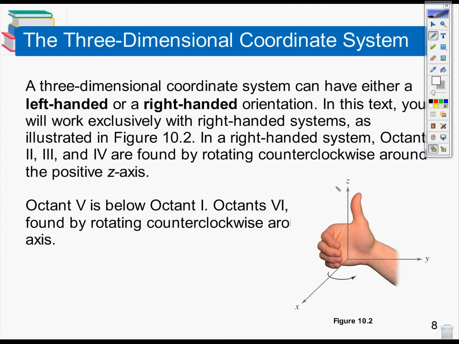Octants 1, 2, 3, and 4 are going to be found by rotating. Like if you put your right hand out, you have your thumb pointing up toward the z-axis, and then if you curl your hand, that is the way that we're going to be counting the octants 1, 2, 3, and 4. So we start, and then we rotate counterclockwise, the way that you would point your fingers to find 2, 3, and 4, and then the other octants 5, 6, 7, and 8 are just directly below. So 5 is below 1, and 6 is below 2, all along in the counterclockwise way.